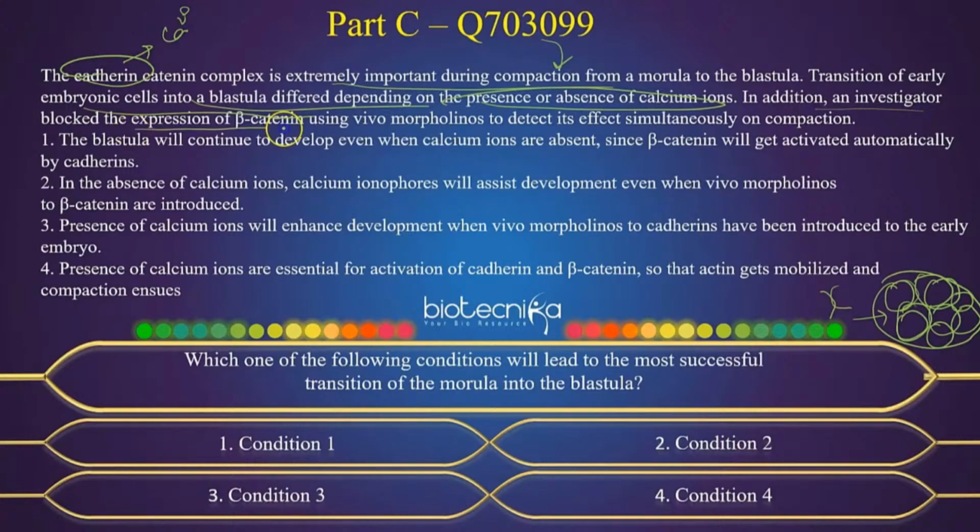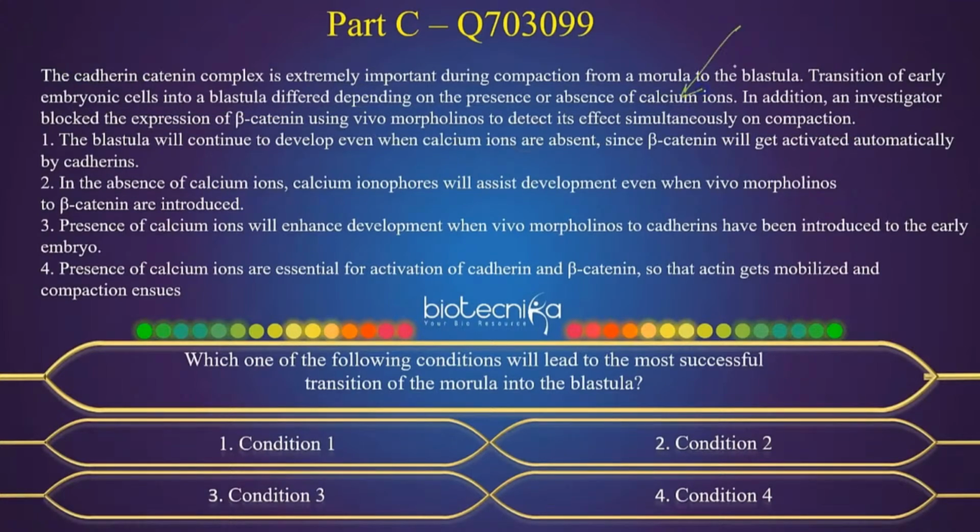So an investigator blocked the expression of beta-catenin using vivo morpholinos to detect its effect simultaneously on compaction. So they were testing both the presence or absence of calcium, and also checking whether blocking the expression of beta-catenin had any effect or not. The question asks which of the following conditions will lead to the most successful transition of morula into blastula. Option 1: the blastula will continue to develop even when calcium ions are present, since beta-catenin will get automatically activated by cadherins. So how can this be possible?